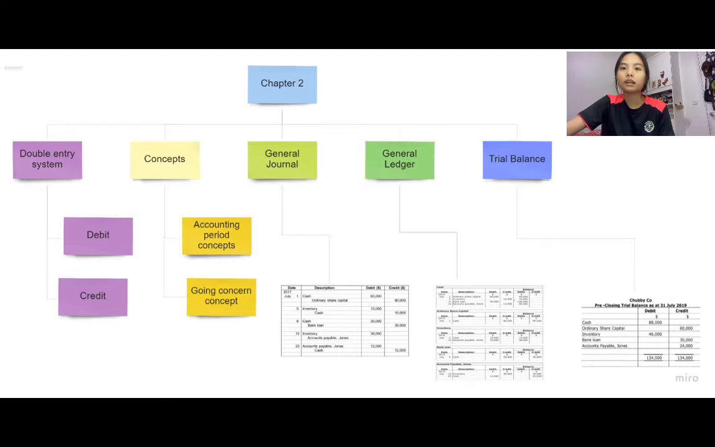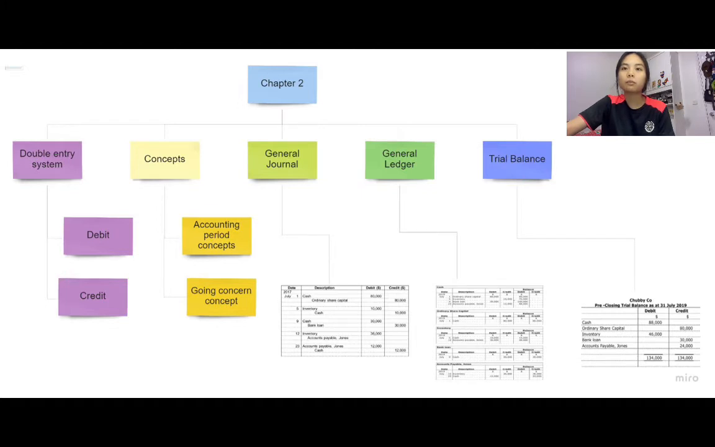Rules of a double entry system. Assets, which you record on the left side, equal liabilities plus shareholders' equity, recorded on the right side. When assets or expenses increase, you debit. When liabilities, revenue, or shareholders' equity increase, you credit, and vice versa. When sales returns increase, you debit, and when sales returns decrease, you credit.